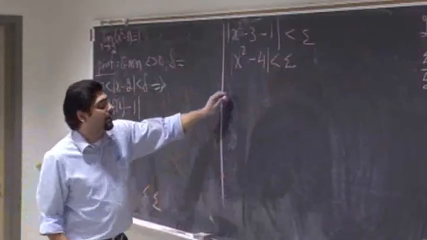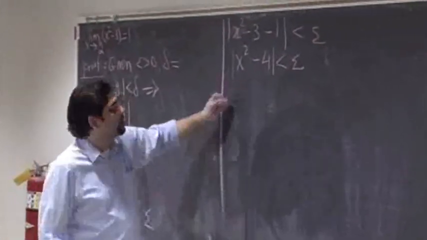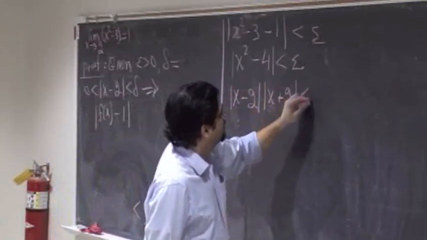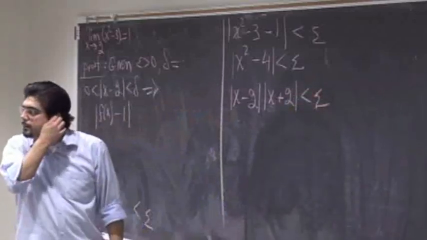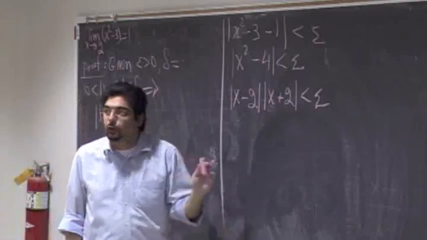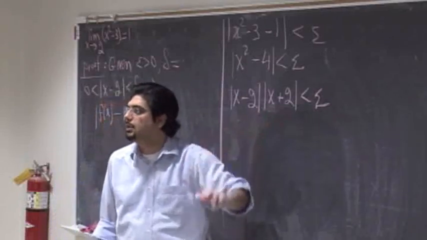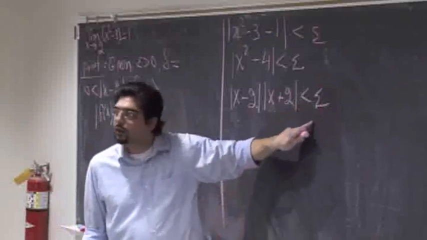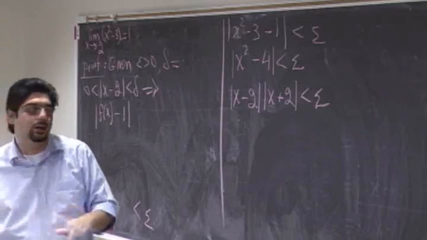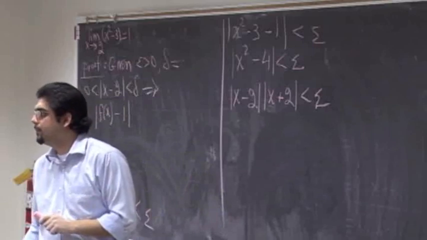Again, keep your eye on the target. I have to get x minus 2 somehow. Well, this just factors. But you will be forced to divide by this so you can get rid of it. But don't do that, because the delta that you get on the right side only has to depend on epsilon, not x. So we have to think about the size of x plus 2.